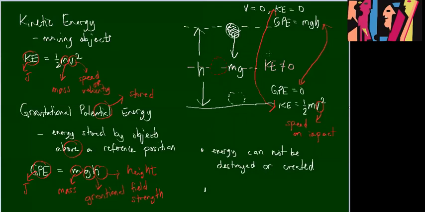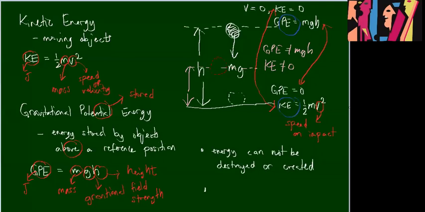At the same time, GPE is not mgh, because the height now is lower. I have that height now, so that means the mgh is lower. So what's happening here? What's happening here is that my mgh is turning into my 1/2 mv squared. My gravitational potential energy is being converted to kinetic energy.